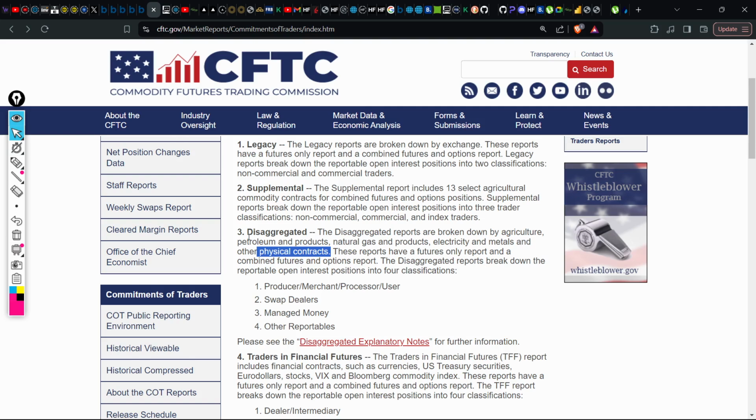Petroleum products, oil and natural gas, electricity, and metals: silver, copper, gold, palladium, aluminium, all metals. They have futures contracts and they are reported here in the disaggregated report.